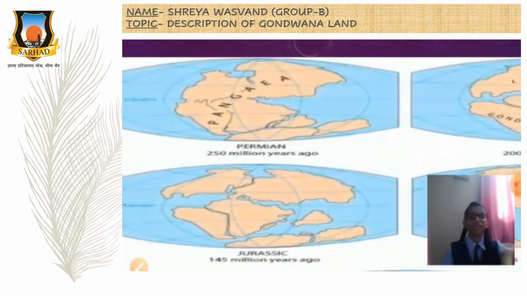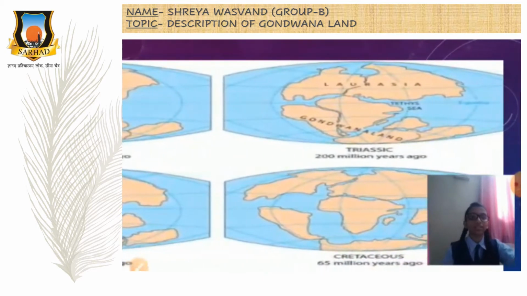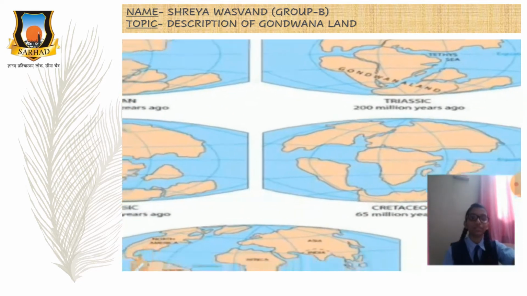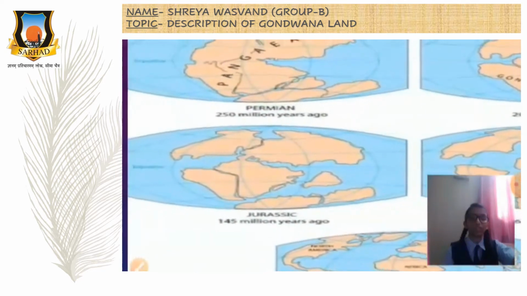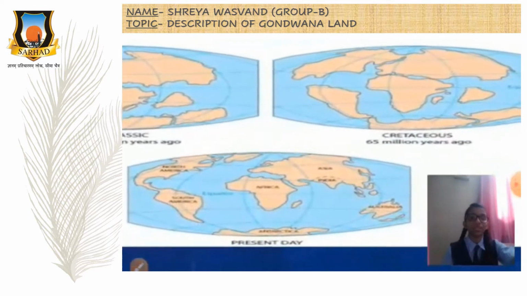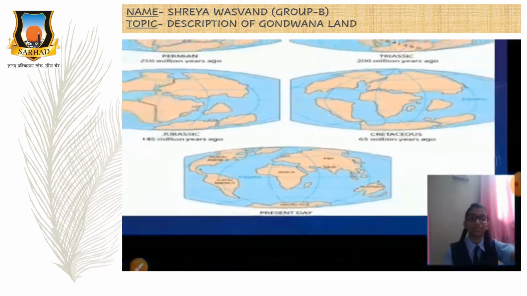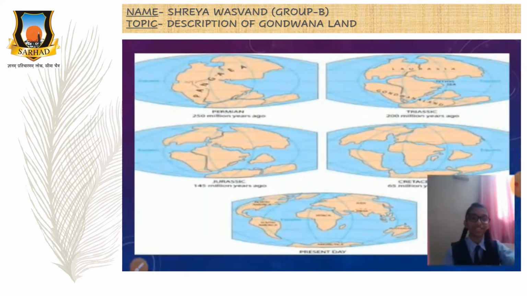This is the Permian, 250 million years ago, and it has Pangaea. This is Triassic, which has Laurasia and Gondwana land and the Tethys Sea as well. This is Triassic, 200 million years ago. This is Jurassic, 145 million years ago, and this is Cretaceous, 65 million years ago, and this is present day. A lot of difference, right?